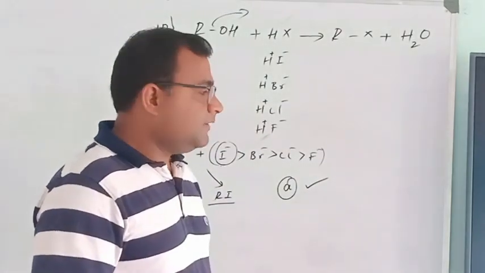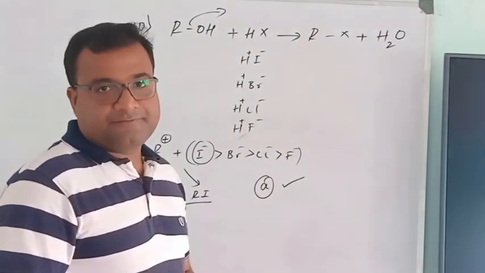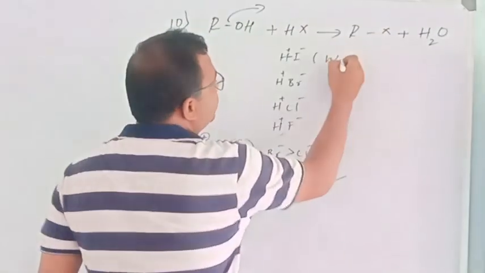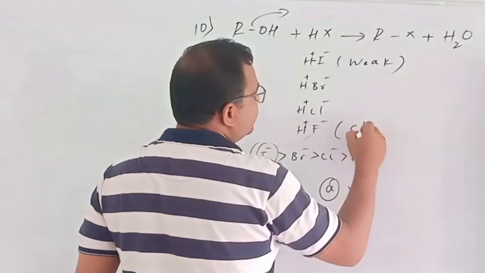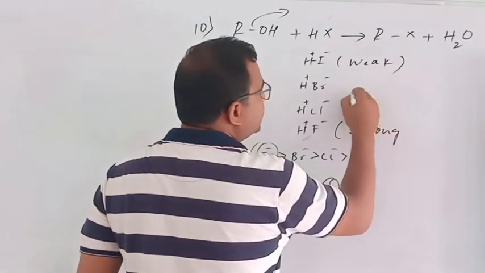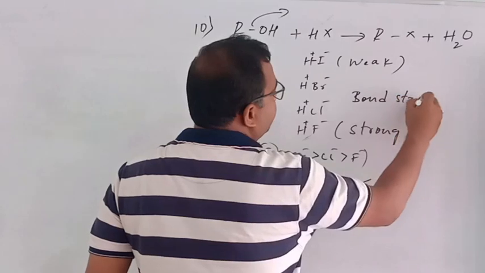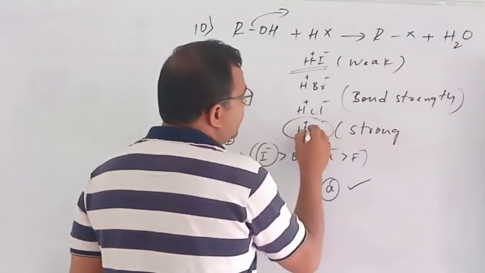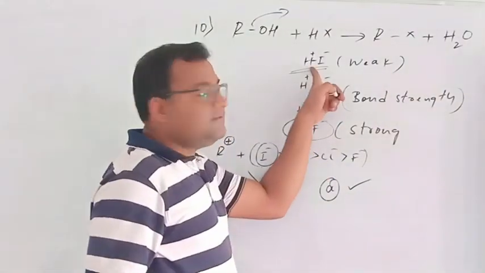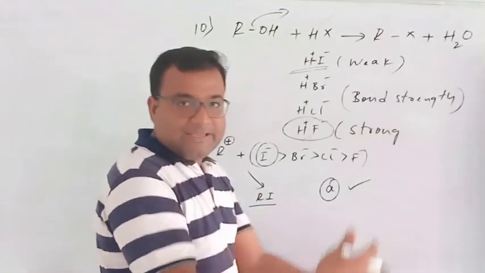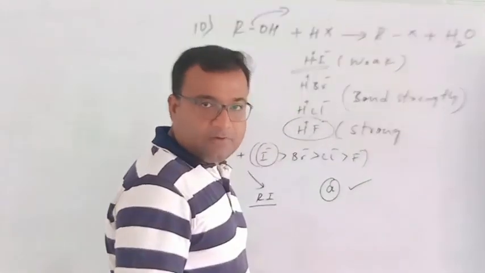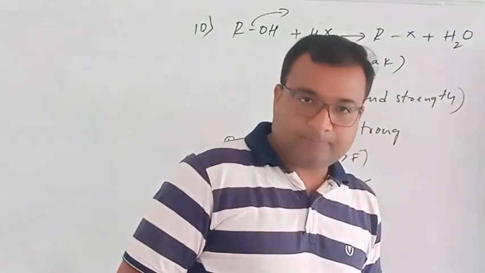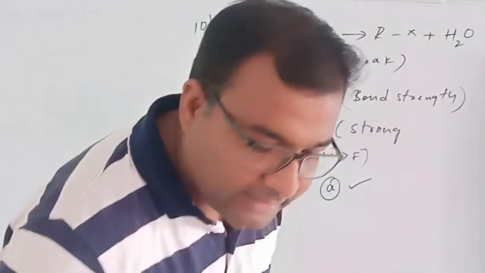Iodide is more reactive than that of HF. Why? Because the bond strength is weak here, and here it is very strong. Bond strength is weak in this case and very strong here, so it is difficult to break there, whereas it is easy to break here, so that iodide comes out more easily than that of HF. And the correct option is the one in option A. Next question, move on to the next slide.